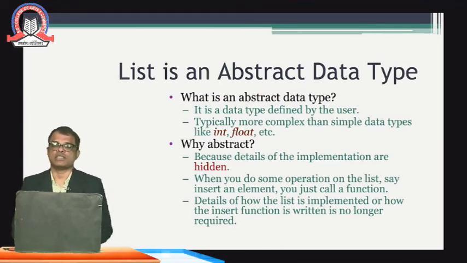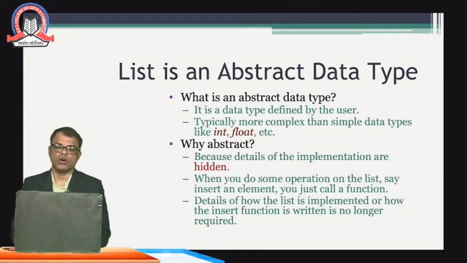List is an abstract data type. What is meant by abstract data type? It is a data type defined by the user, typically more complex than simple data types like integer, float, etc. So this is not a predefined data type like integer or float. These are the predefined data types. These data types you create, you define. That's why it is called an abstract data type, and typically these data types are a little more complex.